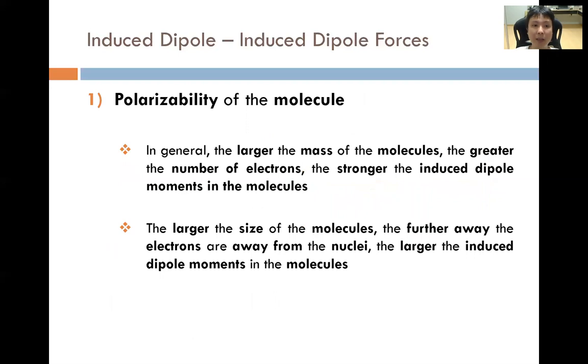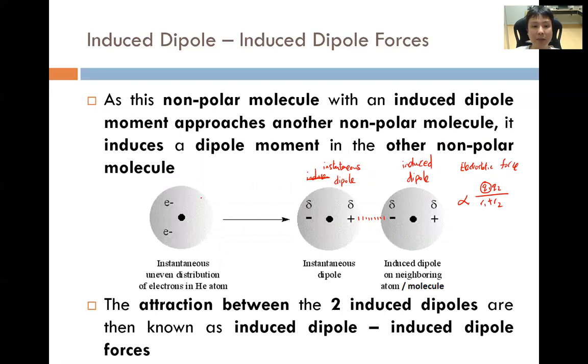Okay, so the polarizability of the molecule basically means that if the mass of the molecule is larger, then generally the number of electrons will be larger. If the number of electrons is larger, then this effect will be stronger because you have a greater number of electrons that congregate on one side at any given amount of time. And hence, the delta minus created by a larger number of electrons congregating on one side will be stronger as compared to another molecule where there is a smaller number of electrons congregating on one side.